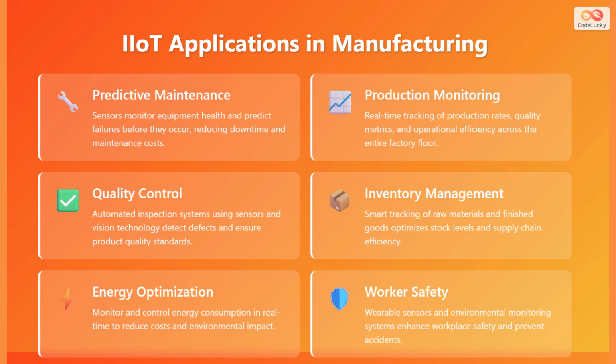Quality control implements automated inspection systems using sensors and vision technology to detect defects and ensure product standards. Inventory management uses smart tracking of raw materials and finished goods to optimize stock levels and supply chain efficiency. Energy optimization monitors and controls energy consumption in real time to reduce costs and environmental impact. Worker safety is enhanced through wearable sensors and environmental monitoring systems that prevent accidents and protect employees.